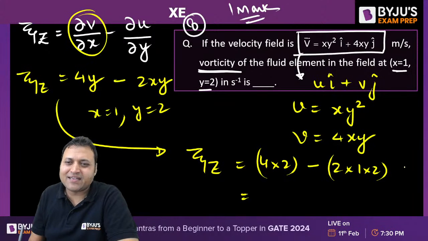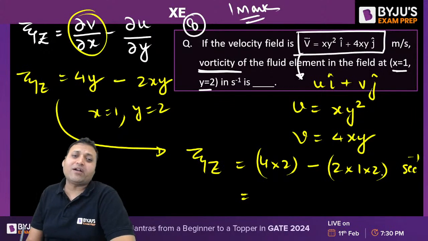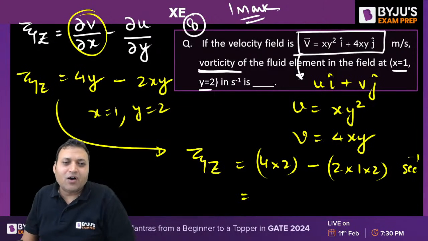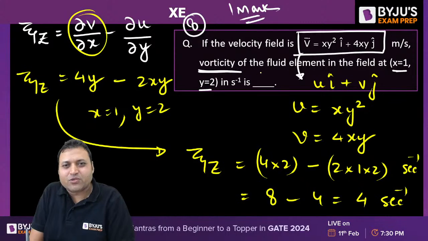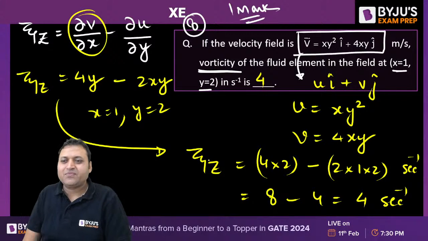What is the answer? The unit of vorticity will be second inverse. The unit of angular velocity will also be second inverse. 8 minus 4, that is 4 second inverse. What is the answer? That is 4. The answer will be 4.